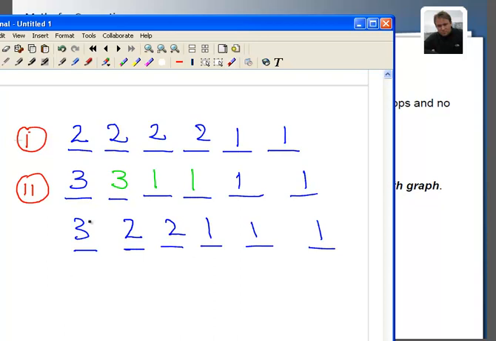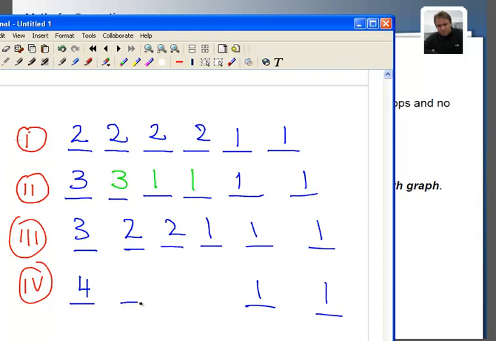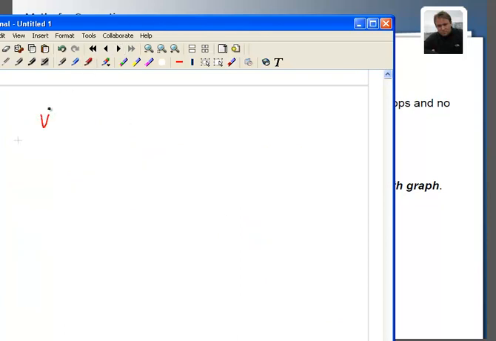And could we have a degree sequence where there is a vertex of degree 4? So 4, a 1 and a 1 over here. Now, we could have a vertex of degree 2 here, a 1 and a 1. That actually works as well. So one more. We have a vertex of degree 5. Let's put that in red. And all of the other vertices are 1.